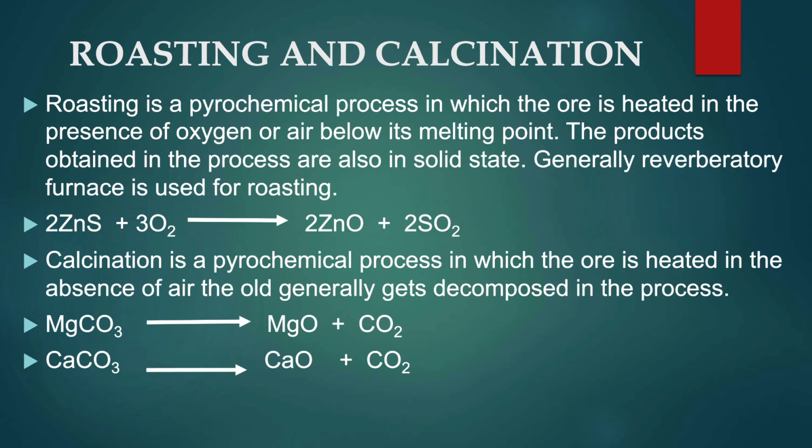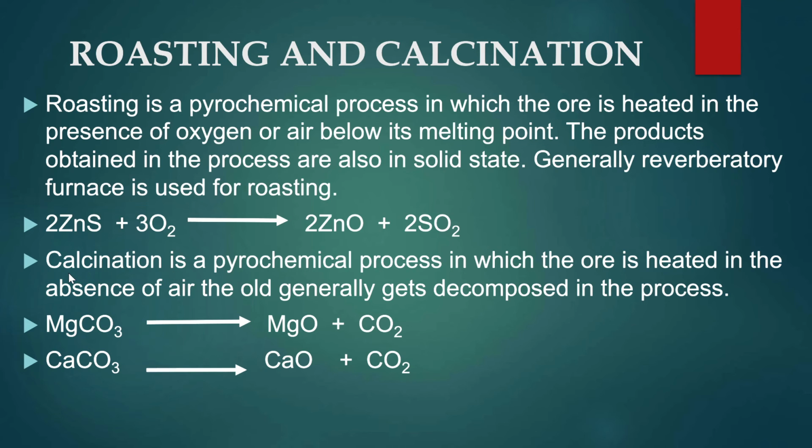What are roasting and calcination? Roasting is also a pyrochemical process in which the ore is heated in the presence of oxygen or air below its melting point. The products obtained in the process are also in solid state, and generally a reverberatory furnace is used for roasting. For example, zinc sulfide reacts with oxygen to give zinc oxide and sulfur dioxide: 2ZnS plus 3O2 gives 2ZnO plus 2SO2.